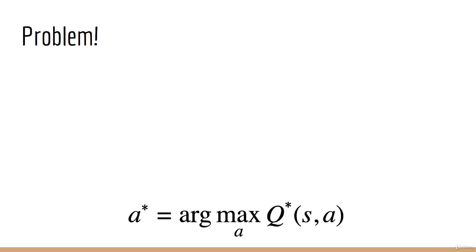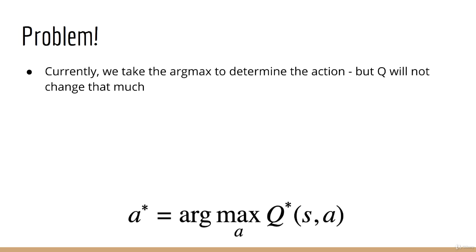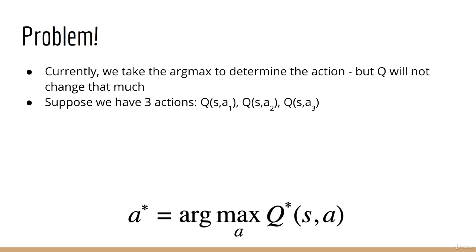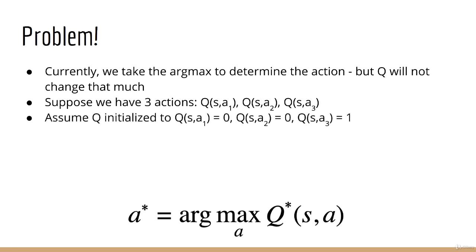Here is the problem. When we take the argmax over all actions, Q of S,A, the Q value here is not changing that much from one episode to the next. Let's say we have 3 actions, so we want to choose from Q of S,A1, Q of S,A2, and Q of S,A3. Well, perhaps we initialized Q of S,A1 and Q of S,A2 to 0, while we initialized Q of S,A3 to 1. Also assume that all the rewards are positive.